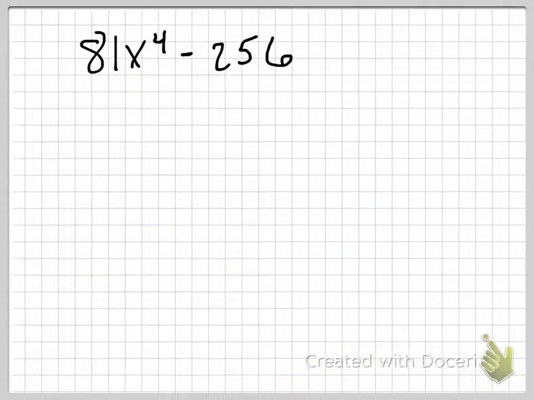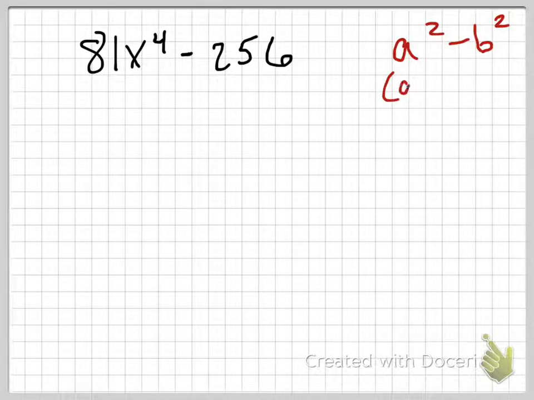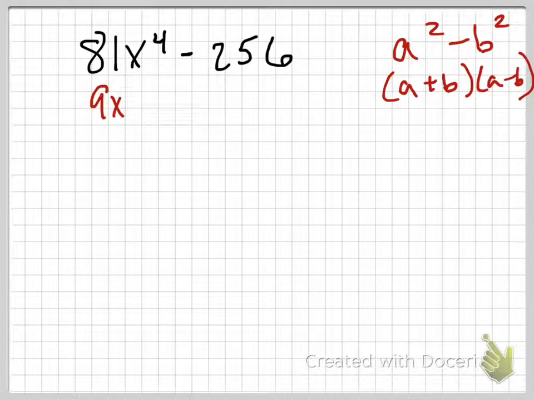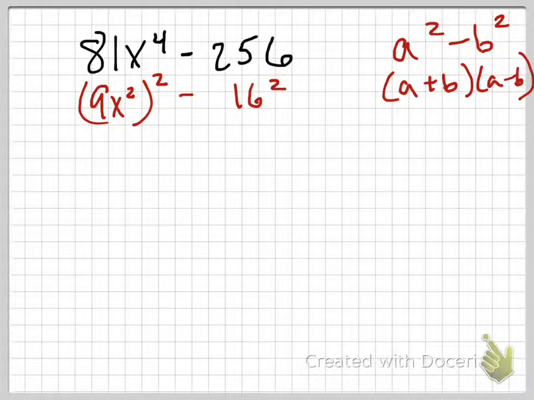All right, let's try this one now. Sometimes you have to recognize when there's a pattern. And the most common pattern is the difference of perfect squares. Remember this formula, a squared minus b squared equals a plus b times a minus b. And that's the formula that I've got right here, because this is 9x squared squared, and this is 16 squared. So I have a difference of perfect squares. That's my a, that's my b.